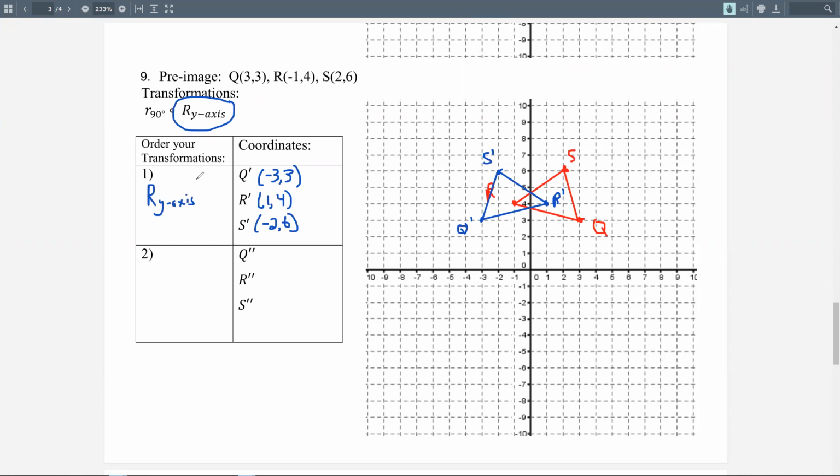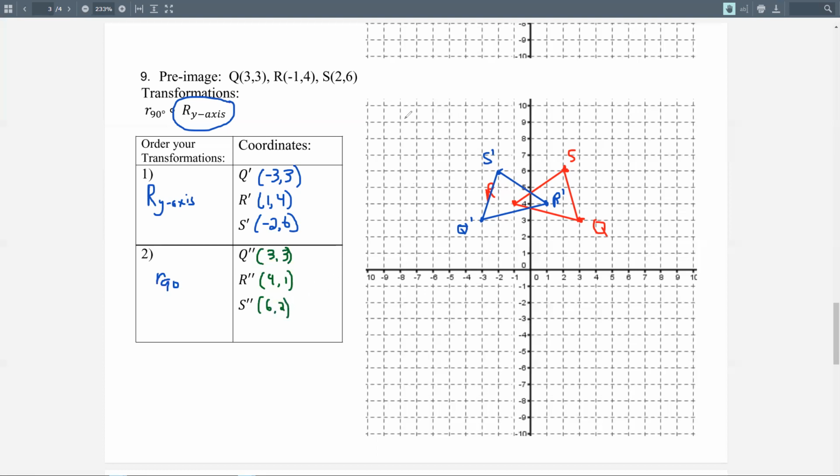Okay, then we're going to take that reflected image and rotate it 90 degrees counterclockwise. If they don't specify direction, we're going counterclockwise. So the first thing we do for a 90 and a 270 degree rotation is switch the coordinates. So again, 3, 3 is going to become 3, 3. 1, 4 is going to become 4, 1. And 2, 6 is going to become 6, 2.